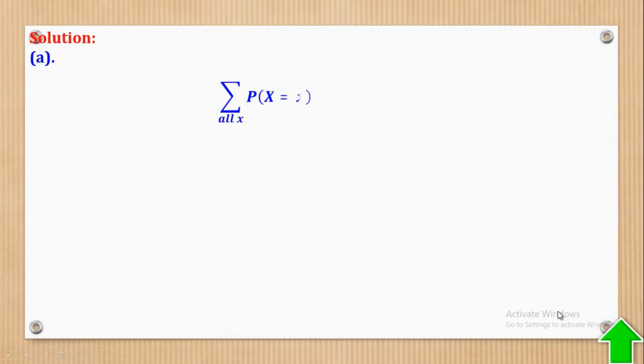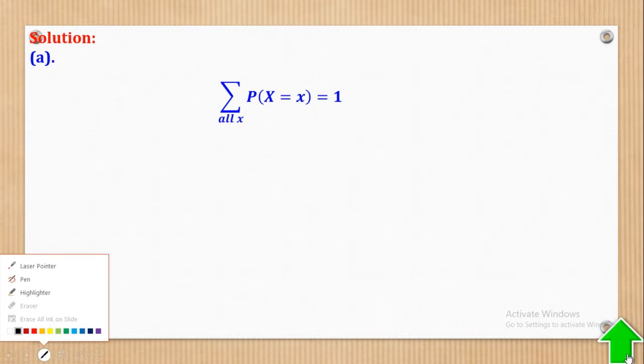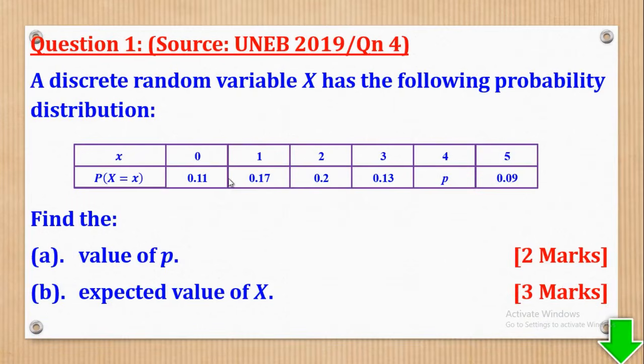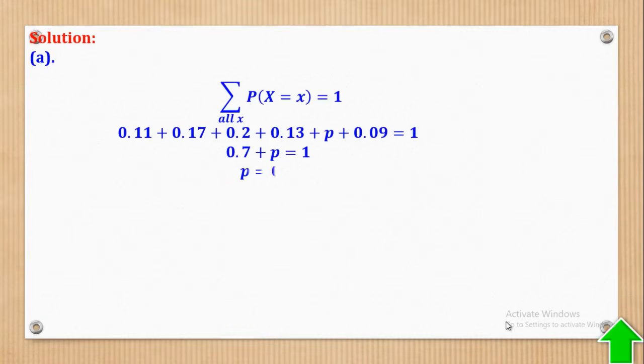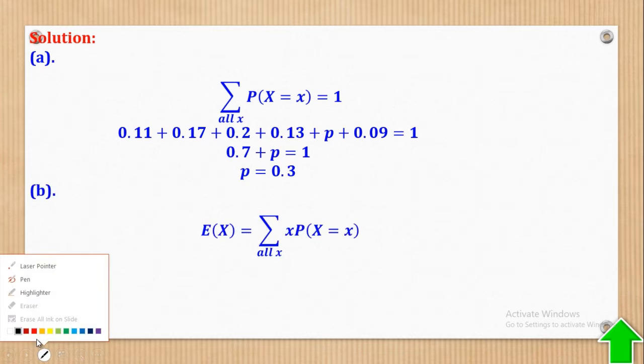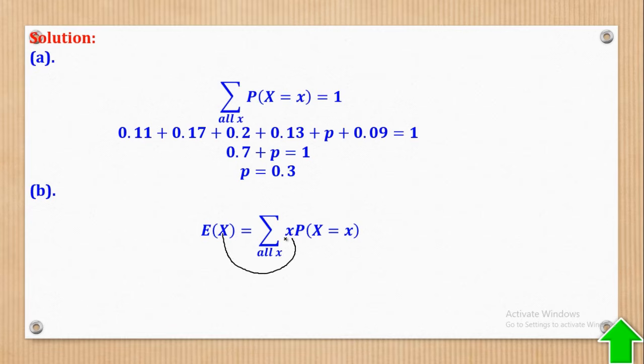So for part A, we shall say that total probability is equal to 1. Then we are going to list all these probabilities, add them and equate them to 1. So when you do that, we shall come up with that. And now the next thing to do is to make p the subject, and that is the value of p. Then for part B, they wanted the expected value of x, so that is the mean, and mean is given by the formula sum of x P(x). Like I told you, when here there is x, it implies that the probability is multiplied by only x.